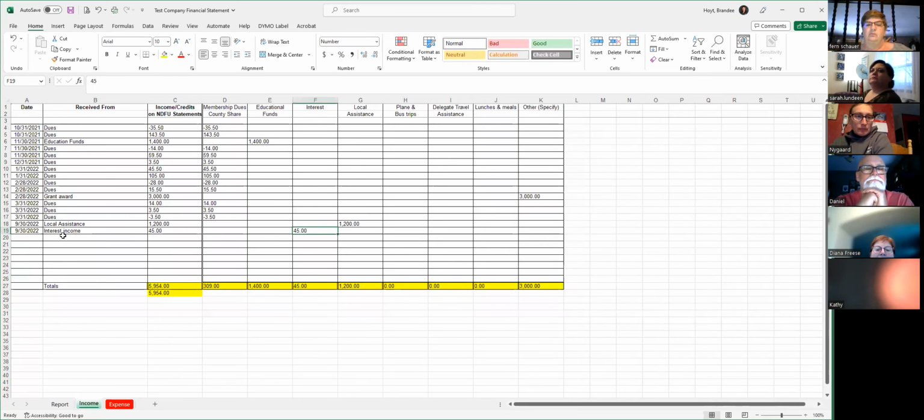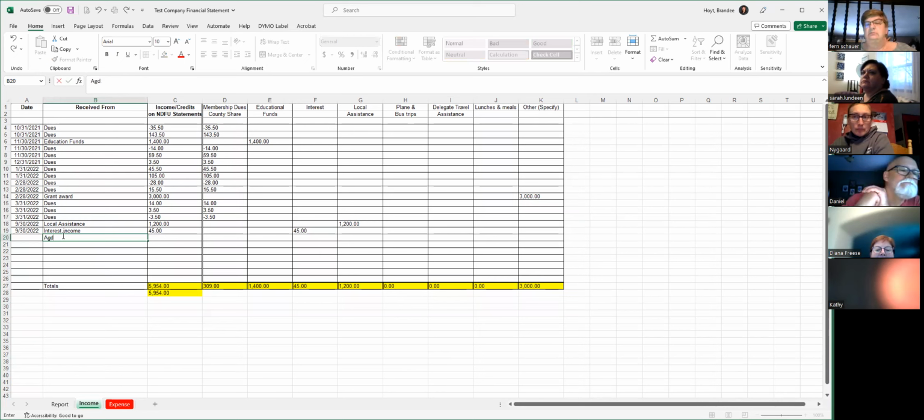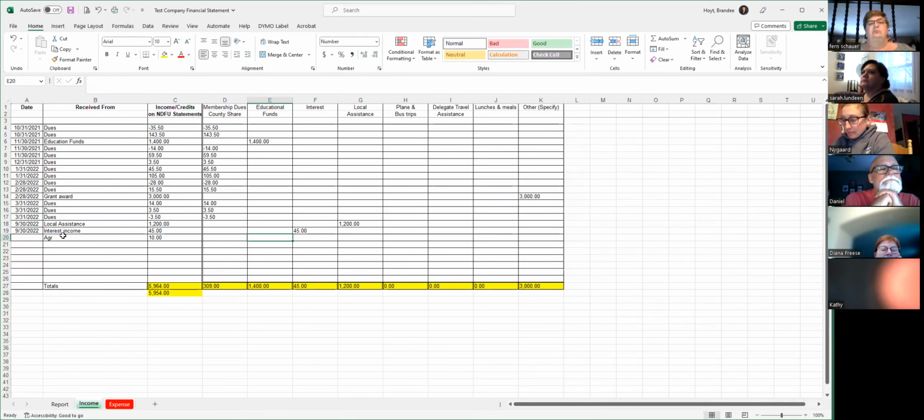So in here, you would put, I'm sorry, I was sidestepping that step. The Agraria dividend would go here. So you would put your $10 there, whatever your dividend is. And then it would be other income.